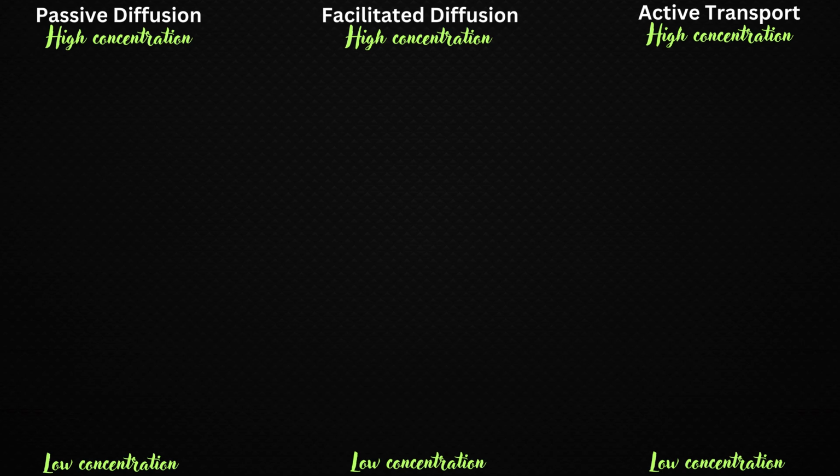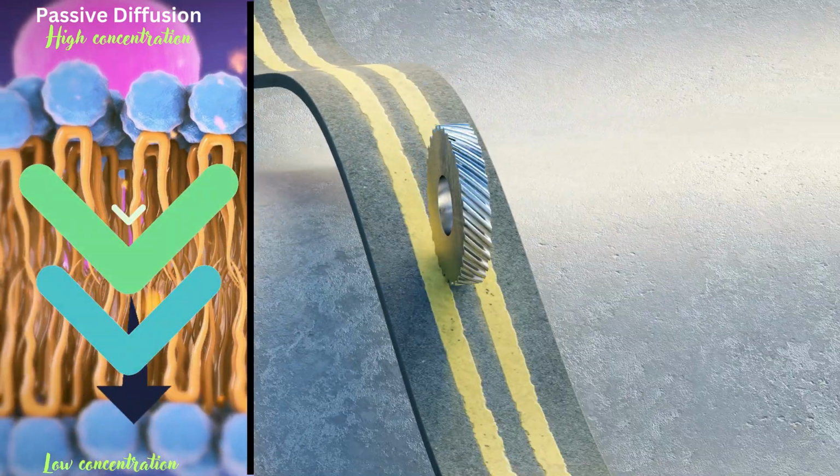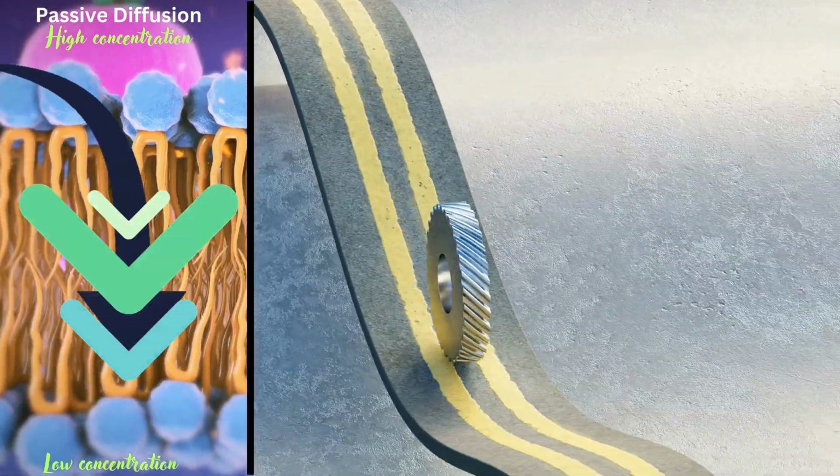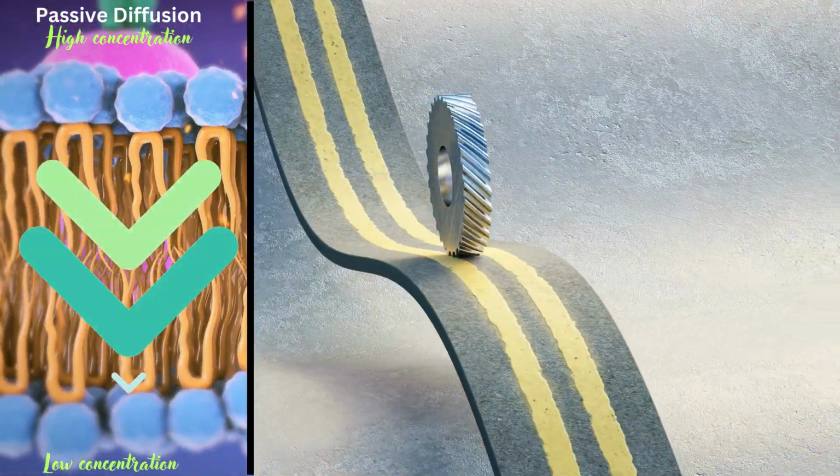First, we have passive diffusion. Imagine it as rolling downhill. No energy is needed. Molecules move from a region of higher concentration to lower concentration, simply following the concentration gradient.